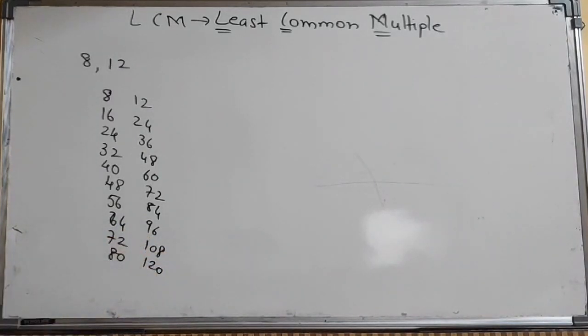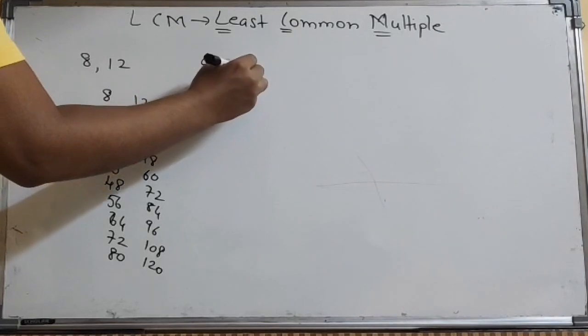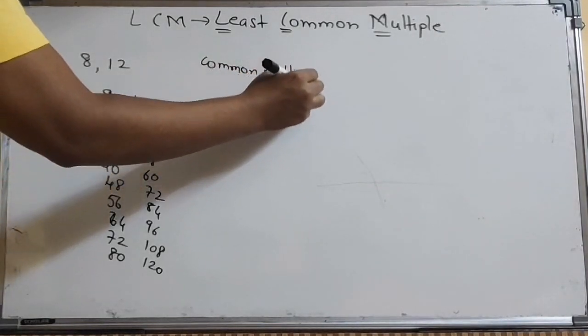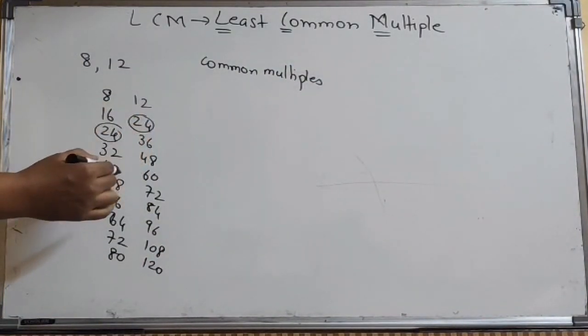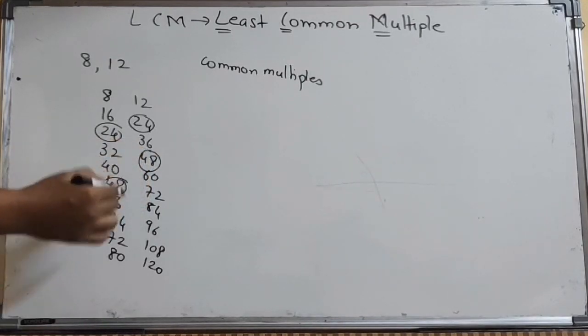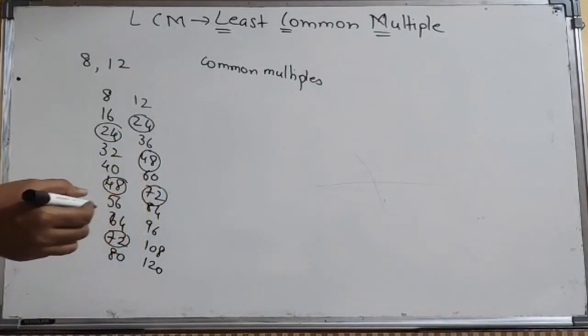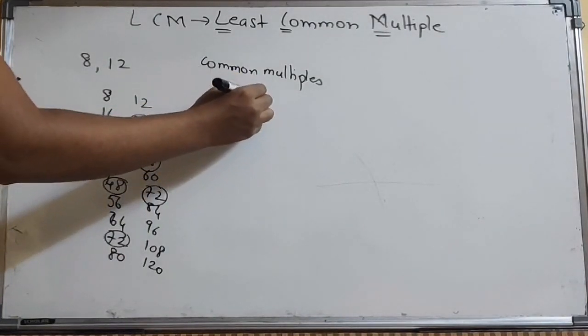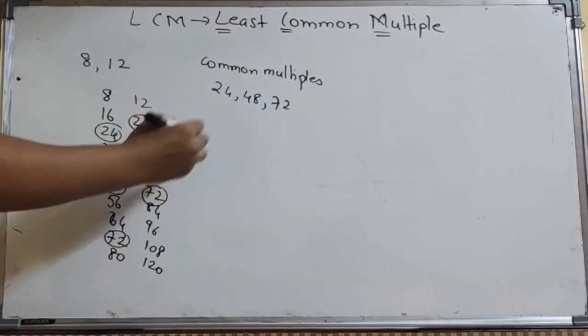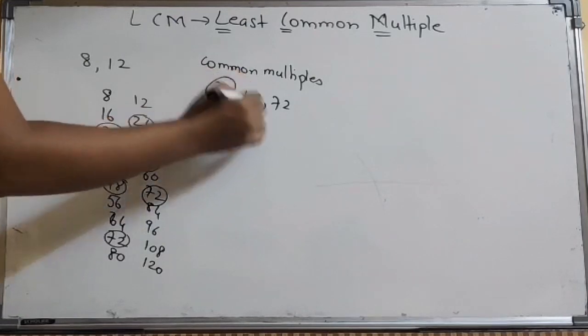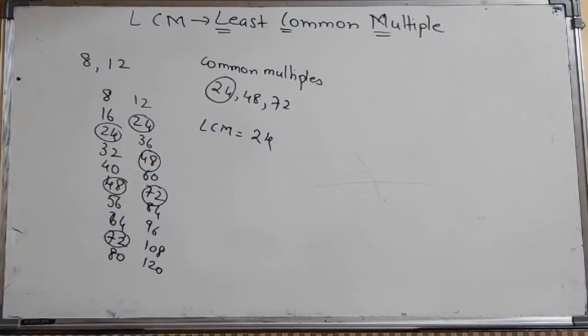Once you have listed the tables, you found out the common multiples. Which are the common multiples over here? You got 24, then 48, then 72. So the common multiples are 24, 48 and 72. Now we need the least of the common multiples. So what is the LCM over here? LCM is 24. So LCM of 8 and 12 is 24.